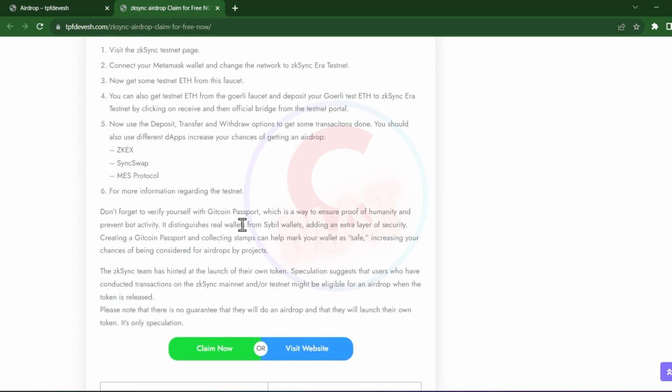Don't forget to verify your Gitcoin Passport. If you don't know how to verify the Gitcoin Passport, you can also use a captcha or other things that can be proof of humanity and that you are not a bot. This team has hinted at a launch of their own token, especially for users who make transactions.